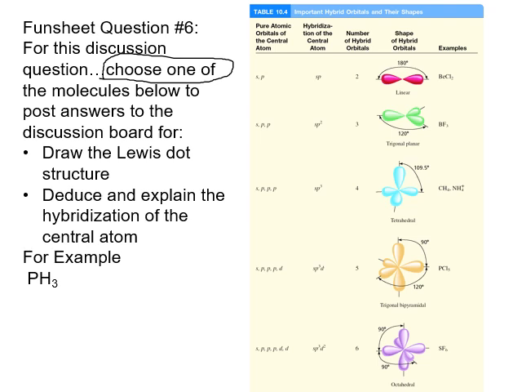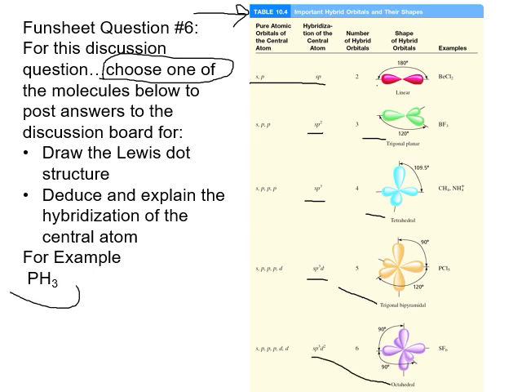Now, if you look at table 10.4 up here, table 10.4 shows you what the hybrid orbitals look like. So if it's an sp hybridized orbital, it's linear. If it's sp2, it's trigonal planar. If it's sp3, it's tetrahedral. If it's sp3d, it's trigonal bipyramidal. And then if it's sp3d2, it's octahedral.